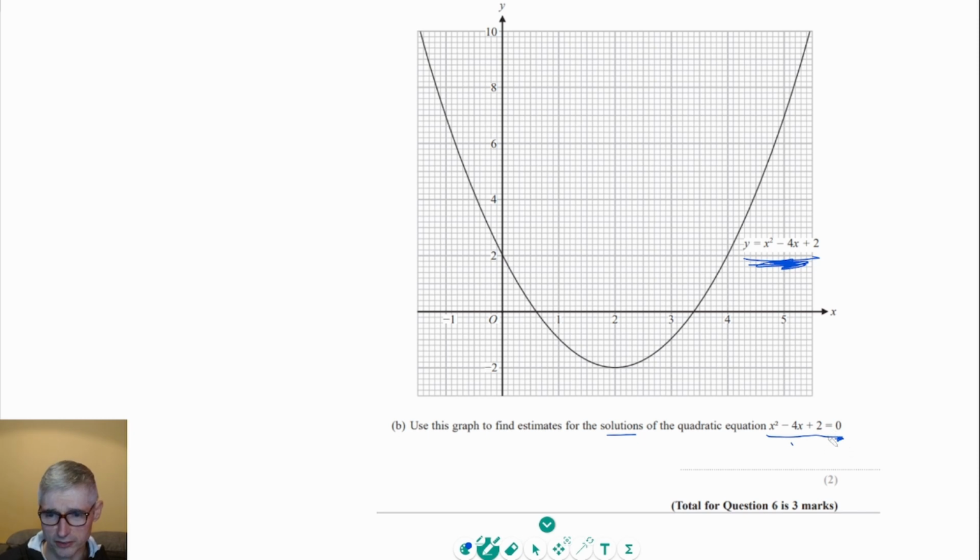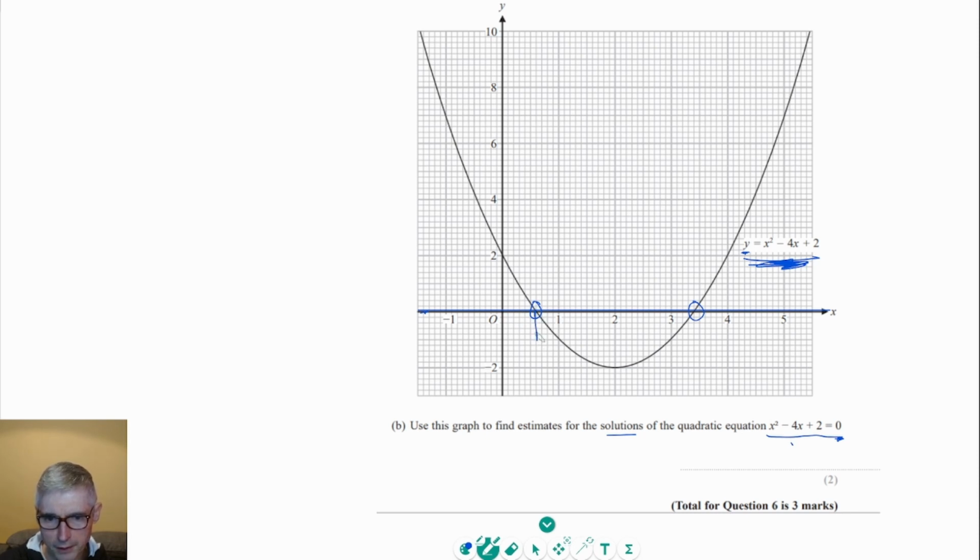Another word for this is actually finding the roots of the equation, although we don't tend to use that until we come to doing A-level maths. But really all it is, if we were to make y equal 0, well, that is actually the x-axis. So this is this line here. And all we're looking for is, where does this graph cross the x-axis? Well, it crosses here and it crosses here. So we're just trying to find those two values.